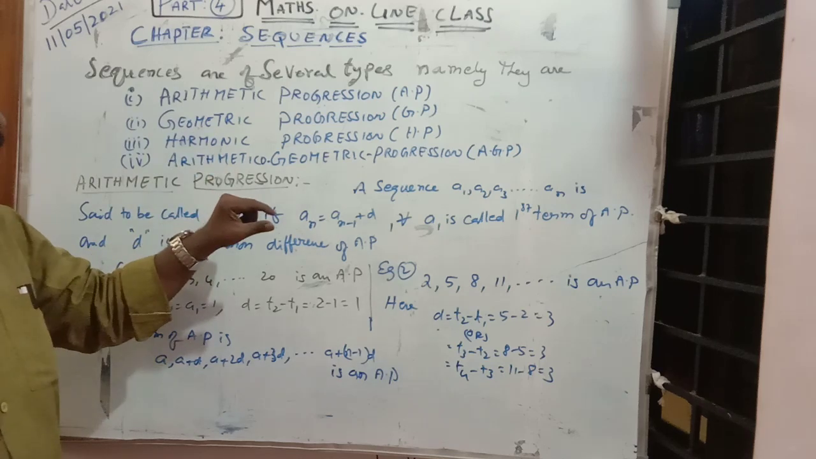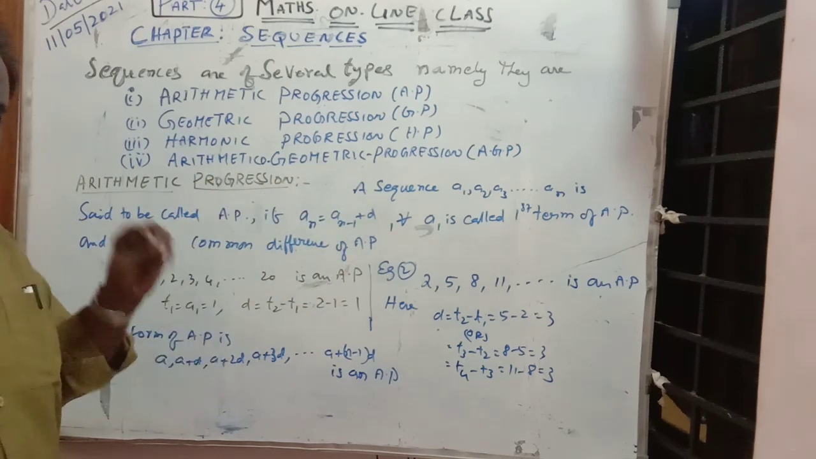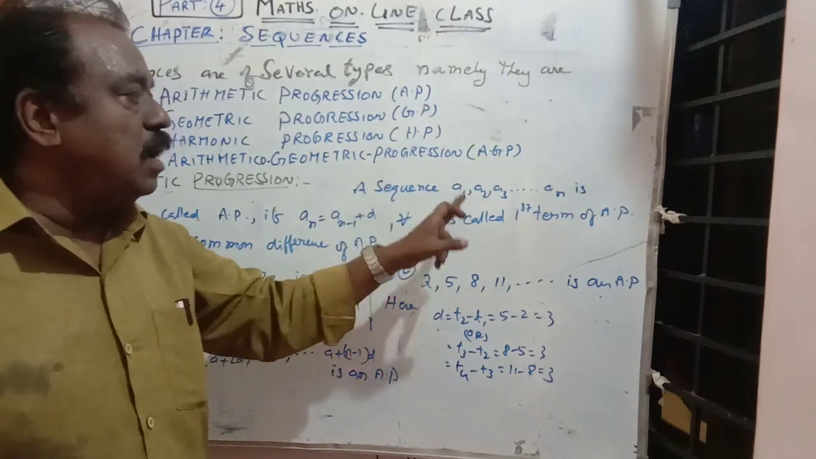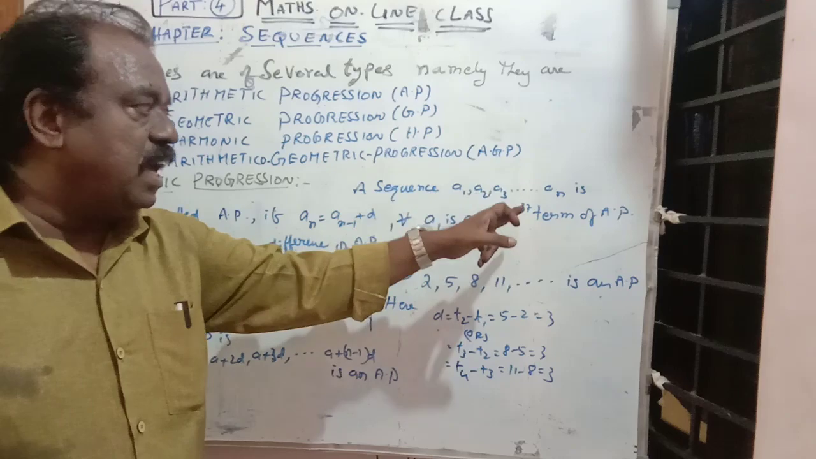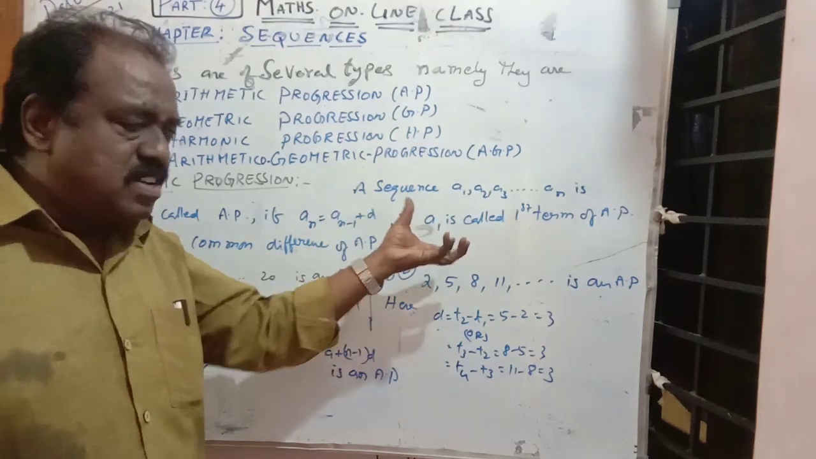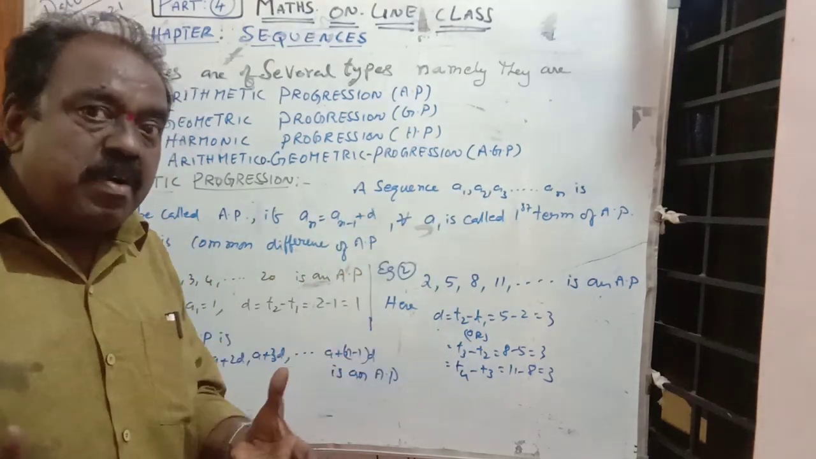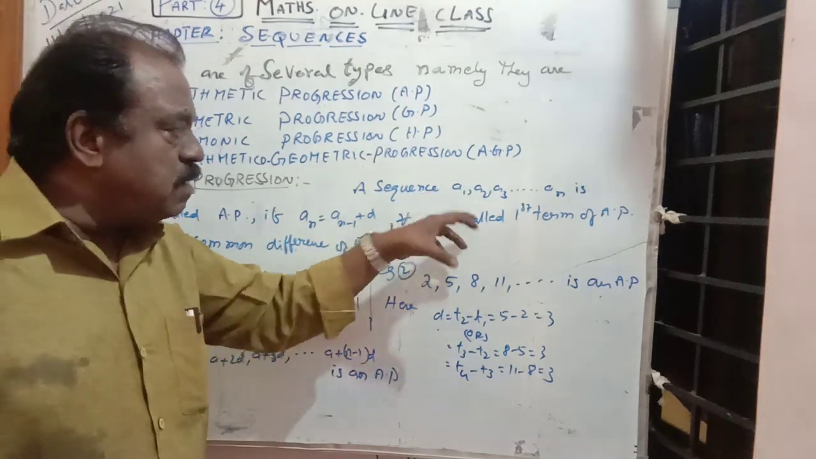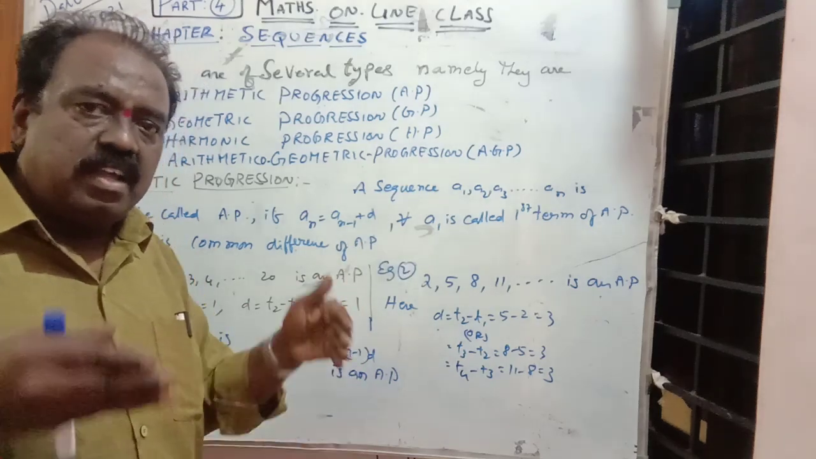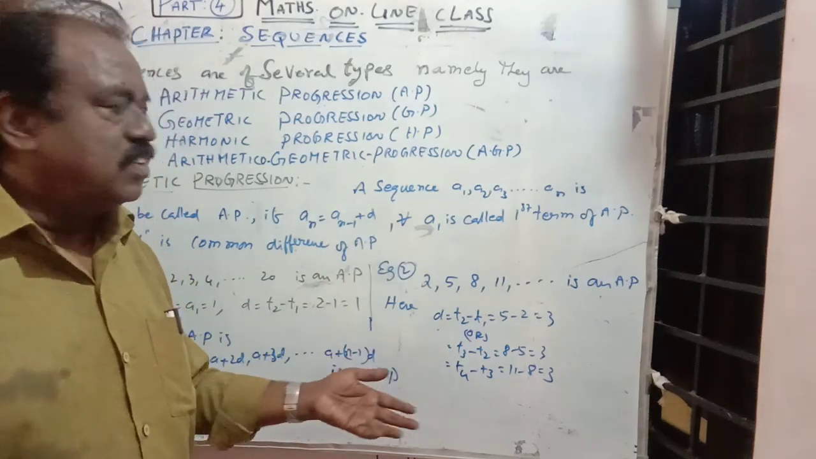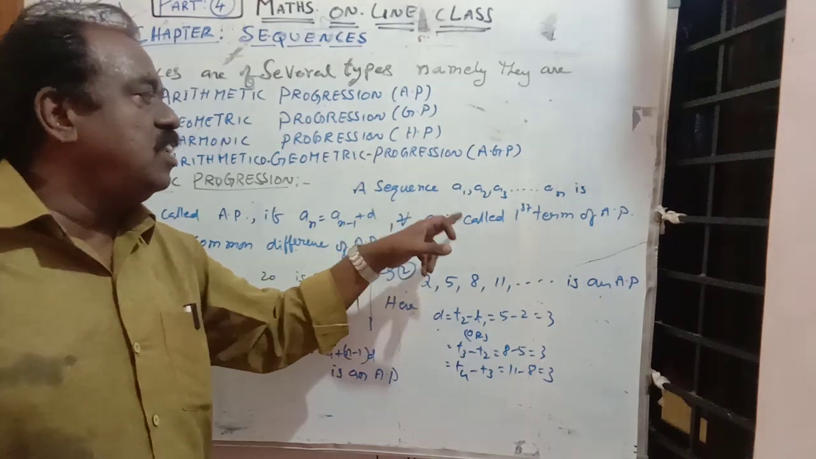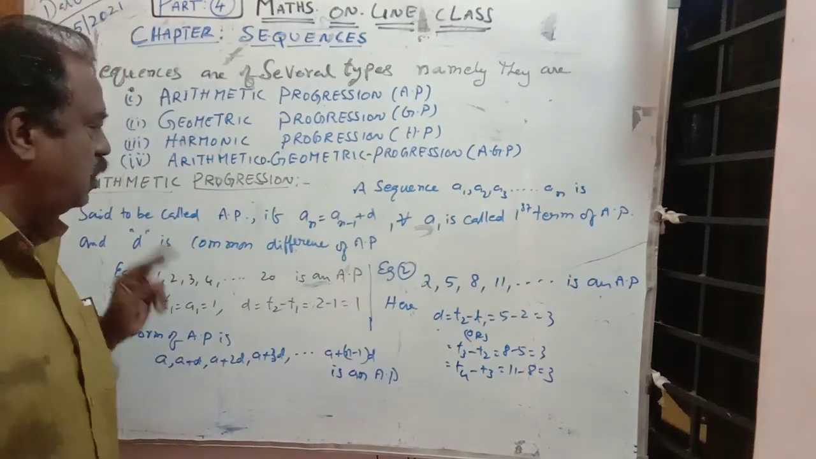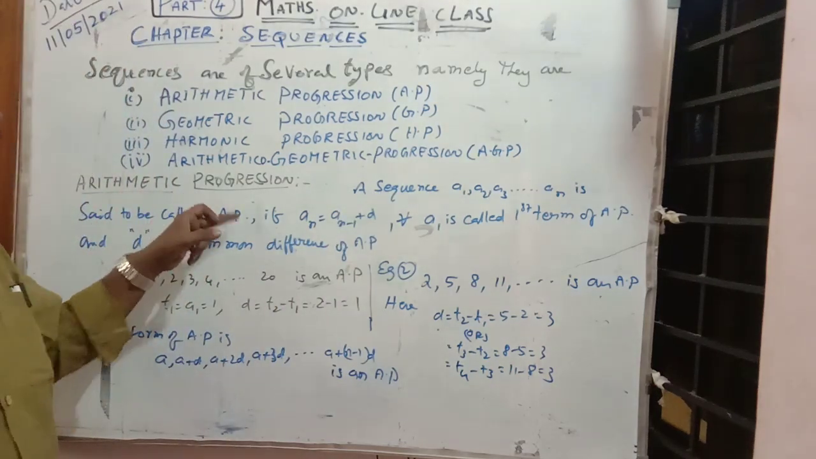Arithmetic progression. First of all, fundamentally it is a sequence. A sequence A1, A2, A3, dash dash, An. I am taking a finite series, that means the number of terms in the sequence is limited, finite. We can count it. That sequence is said to be an AP, arithmetic progression, that is the abbreviation.